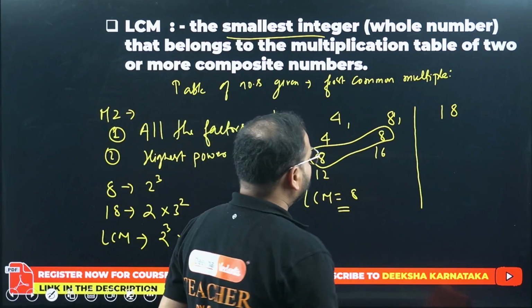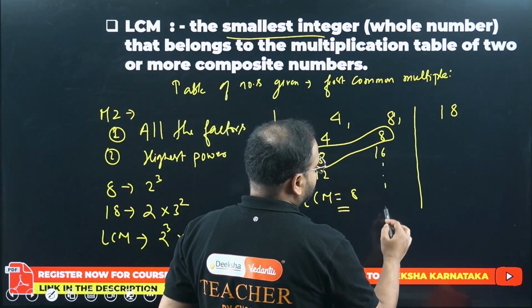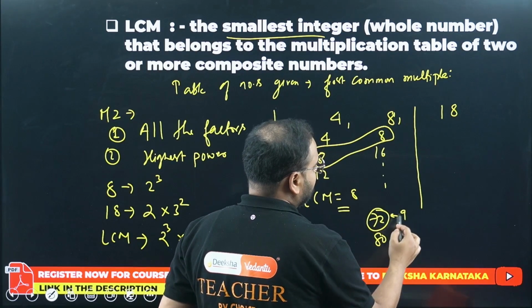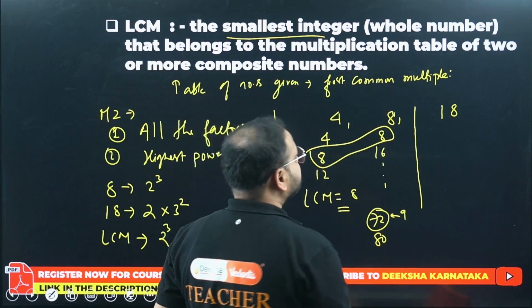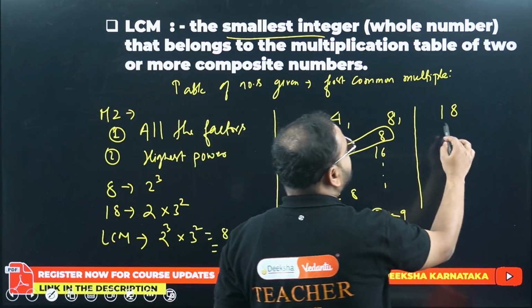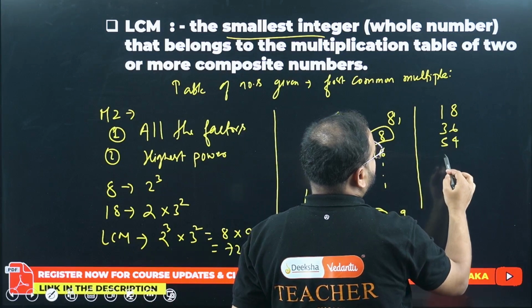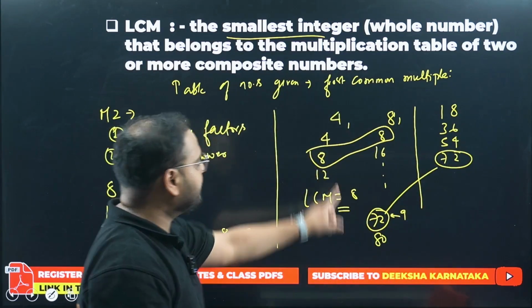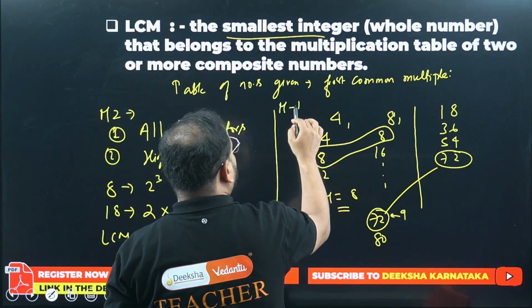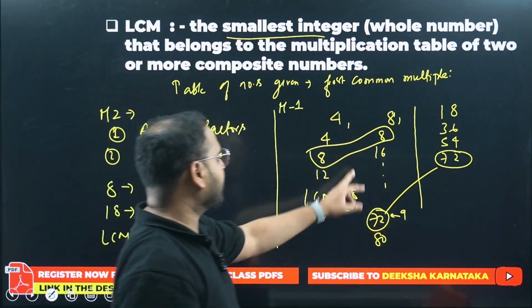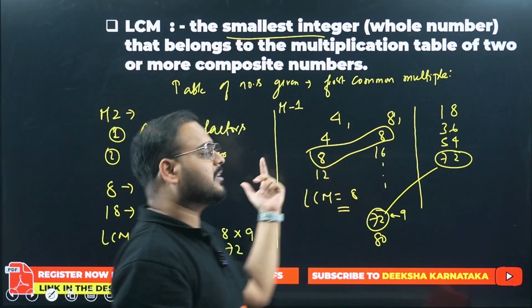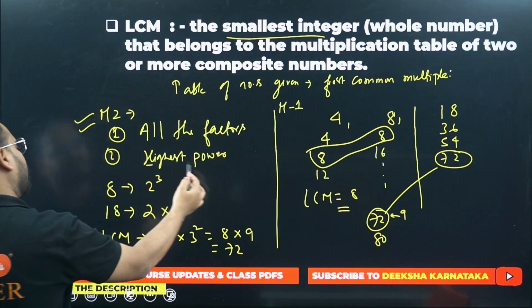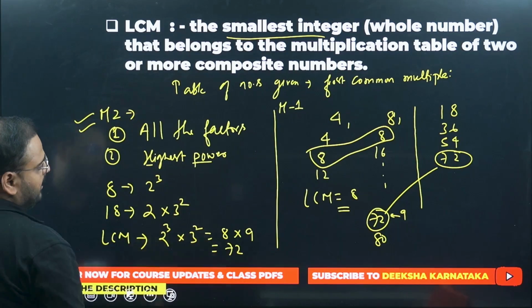But if I have to write the table of this, how will I write? 8 9s, what am I going to get? 72. Over here I have 80, but 8 9s will be 72. For 18 it will be 36, 54 and 72. Please look here. The first number which is common is 72. So in method number 1, figure out the table if it is simpler, and look for the first common multiple. Method number 2 is more suitable in this case. Write all the factors, take highest powers for all the factors and multiply them together.